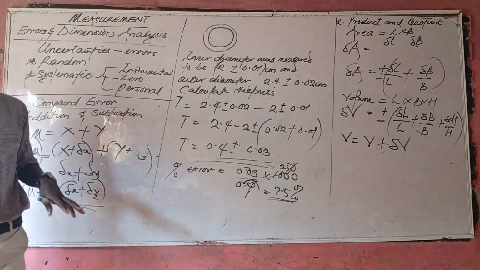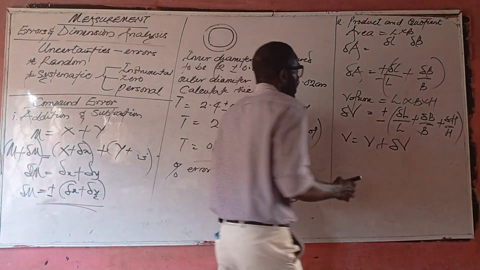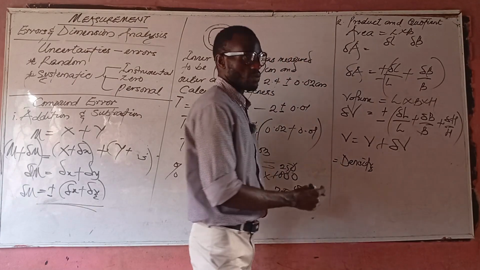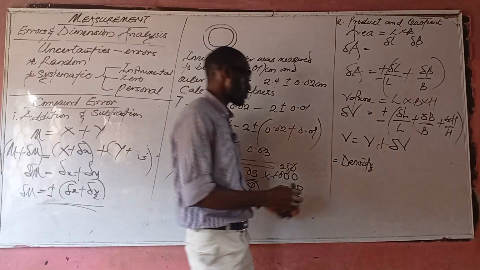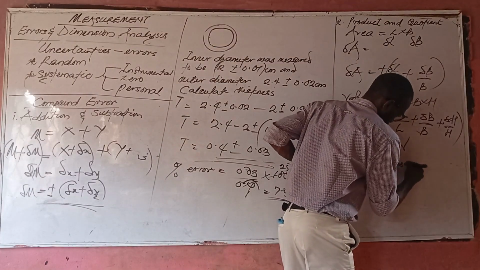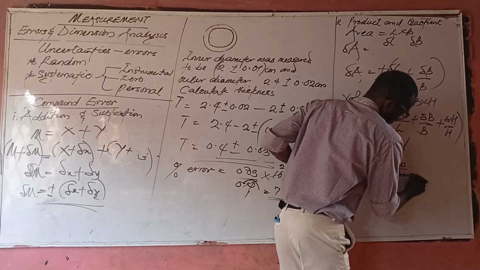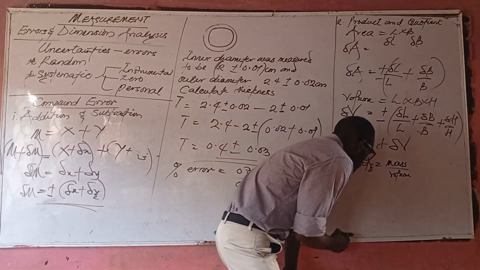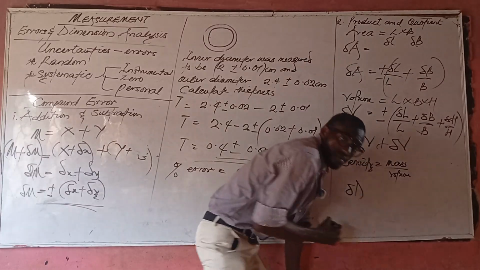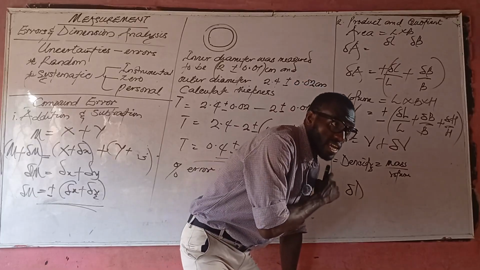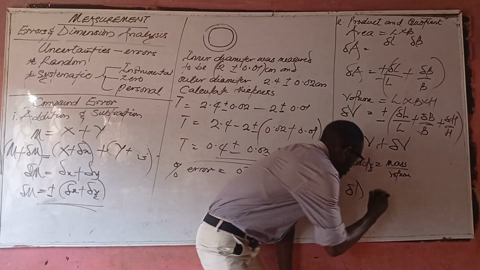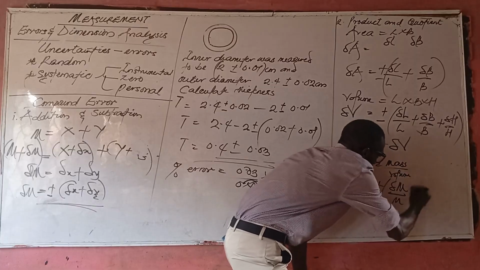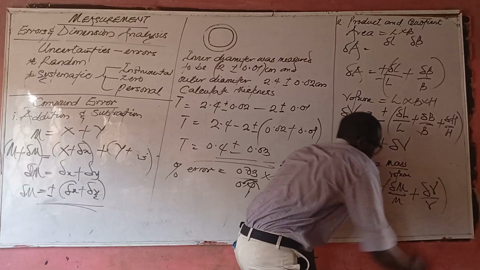All right, so that one is product. What about quotient? Give me a formula that has to do with quotient. Density, mass over volume. Is that clear? If there is a small error dm in mass, the little error in density is going to be plus or minus dm over the actual mass plus dv over the actual volume.